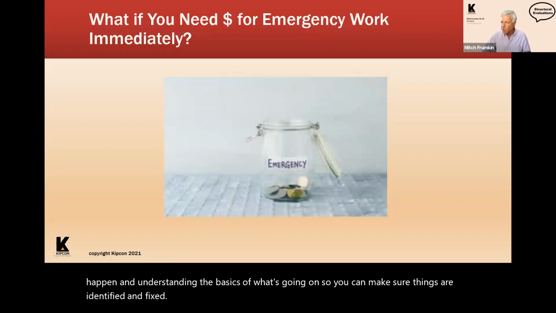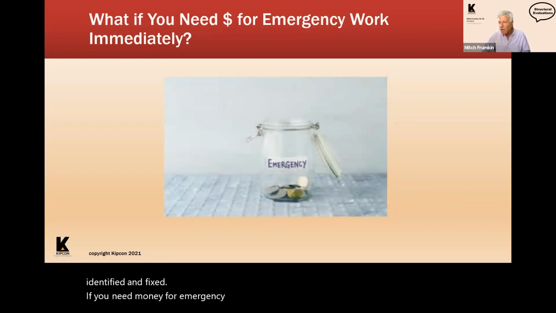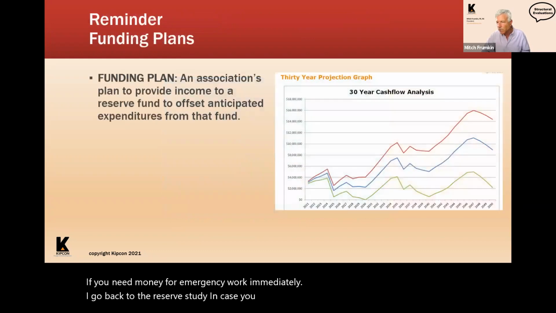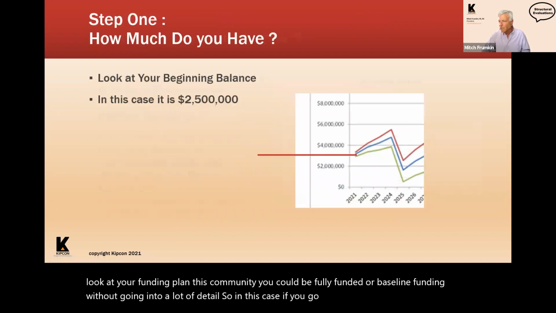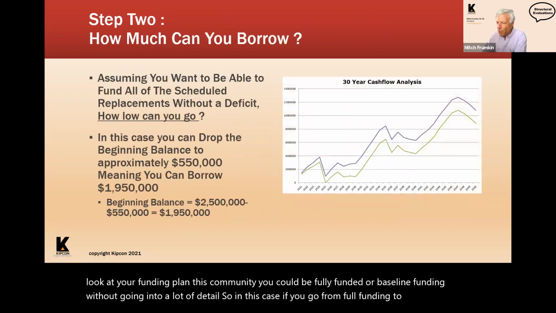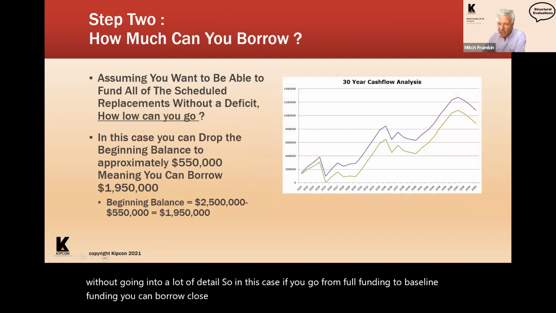If you need money for emergency work immediately, I go back to the reserve study in case you need an emergency. Just one quick example. If you look at your funding plan, this community, you can be fully funded or baseline funding, without going into a lot of detail. So in this case, if you go from full funding to baseline funding, you can borrow close to $2 million to do an immediate repair.